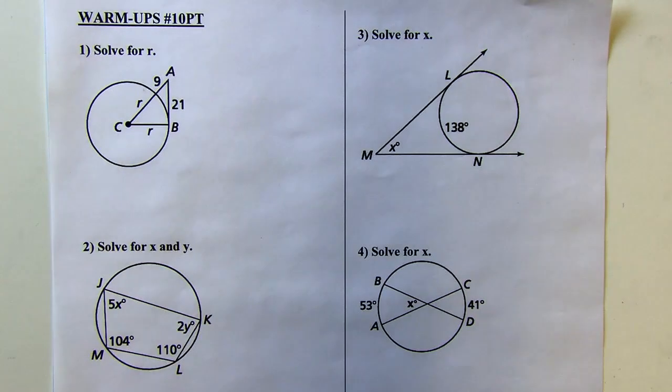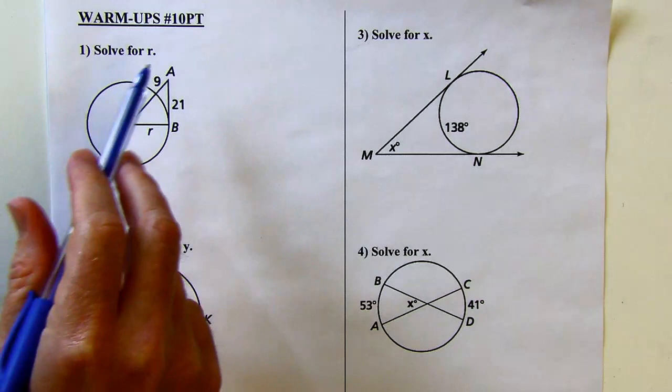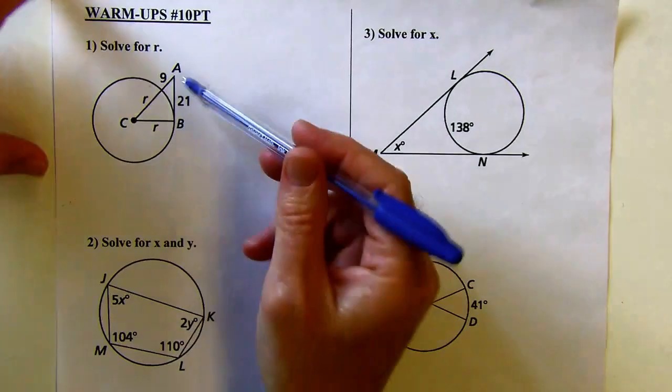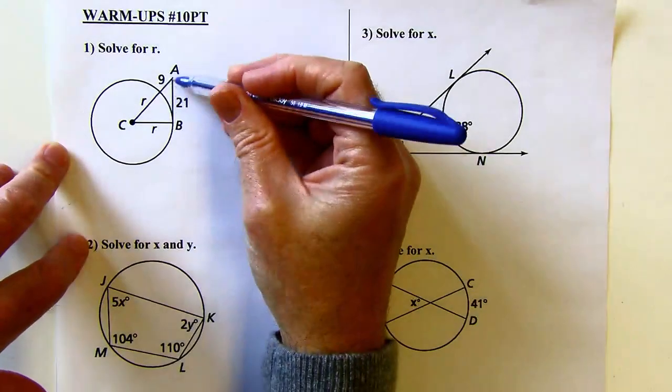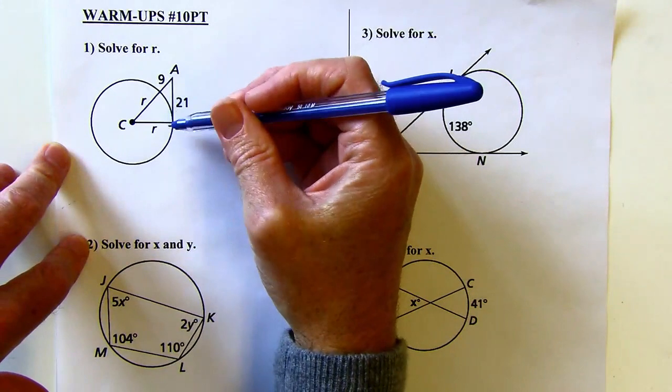Okay, here is warm-up 10PT. So first we're going to solve for r. I've got a circle and then I've got this triangle here. And this appears to be a segment that's tangent to the circle.